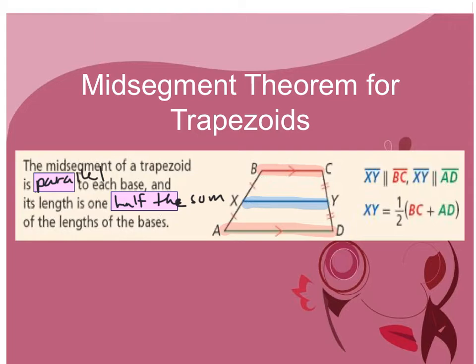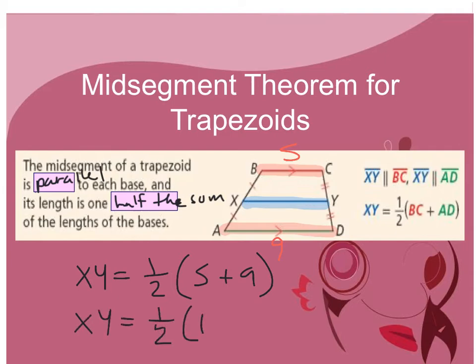So let's say BC had a length of 5 and AD had a length of 9. What would the length of XY be? What would we need to do? 1/2 times 5 plus 9. So what's 5 plus 9? 14. So what's the length of XY? 7.